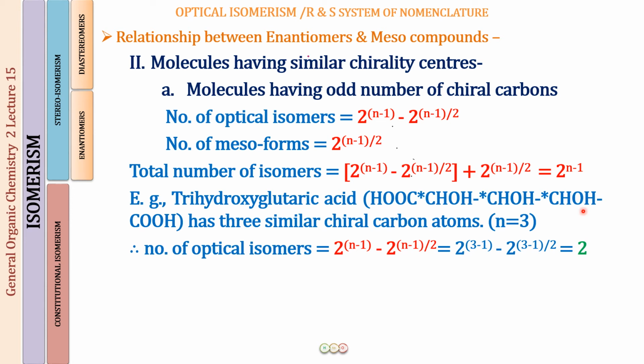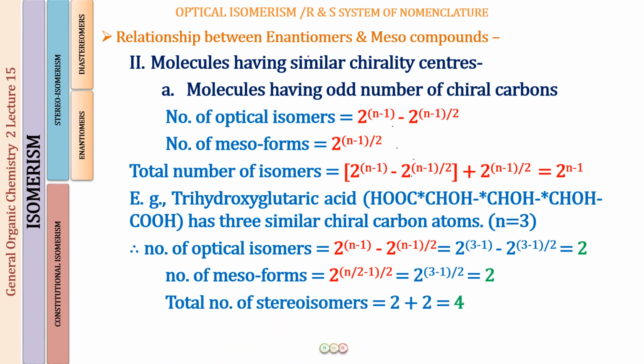In this, what you will be finding is that we have 3 chirality centers. I would like to discuss the chirality centers when we see the Fischer projections, because that is going to be very important. But we have 3 chirality centers, so n is equal to 3. When you put the values in the formula and solve, the number of optical isomers is equal to 2, the number of mesoforms is equal to 2, and the total number of stereoisomers will be 2 plus 2, that is equal to 4.